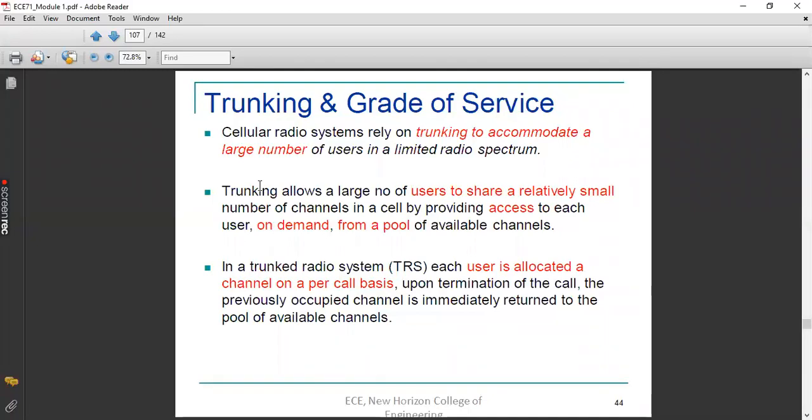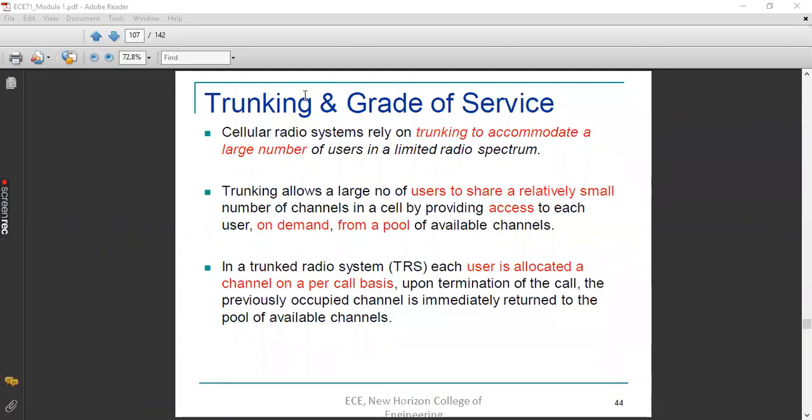Once that call is terminated or the conversation is finished, what will happen? The channel will ultimately be returned back to the pool. That depends upon the status of the channel, whether the channel is busy or not. In a trunked radio system, each user is allocated a channel on a per cell basis, meaning for a particular cell, we'll have a set of channels allocated. Upon termination of the call, after the conversation, the previously occupied channel is immediately returned to the pool of available channels because they need to offer the service for newly incoming calls.